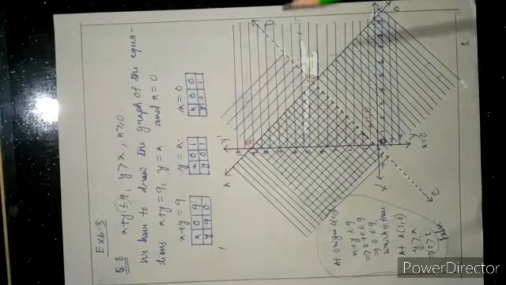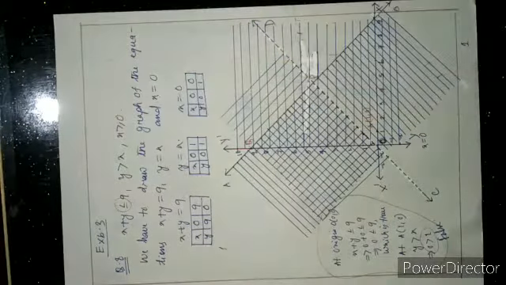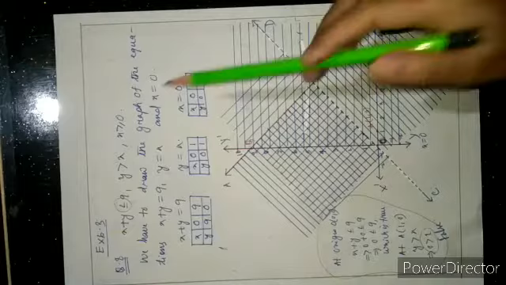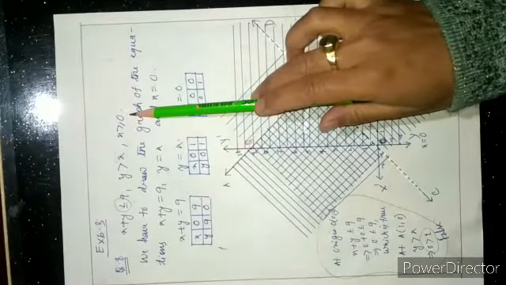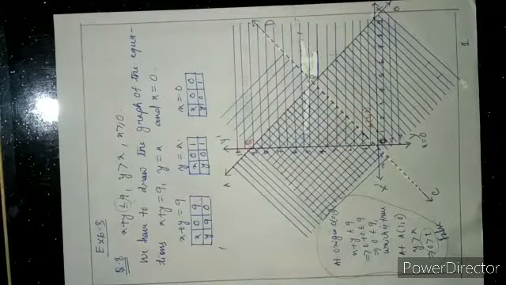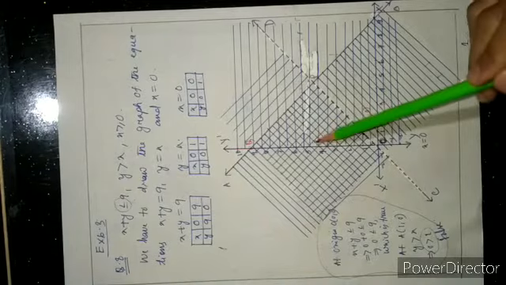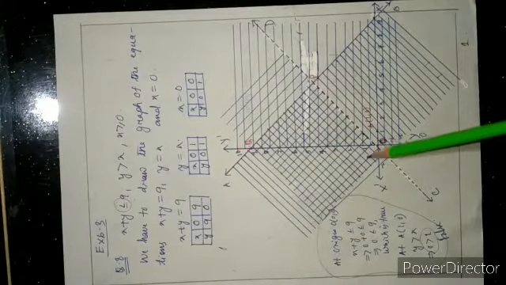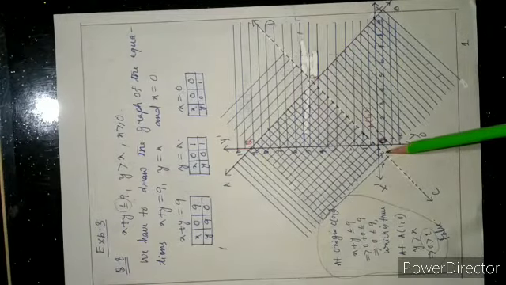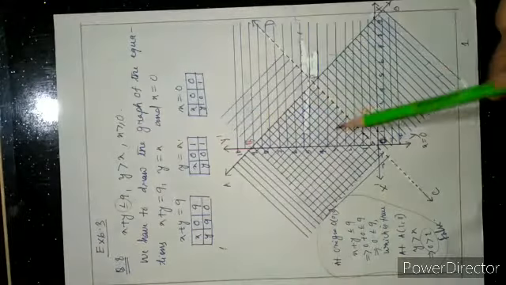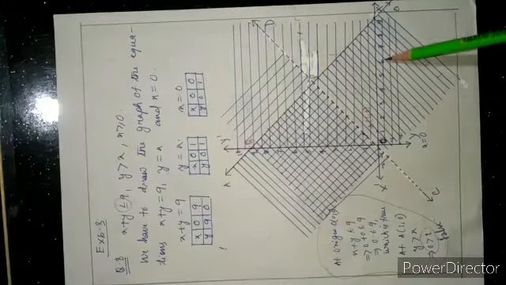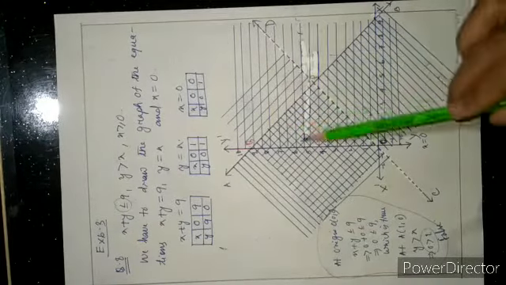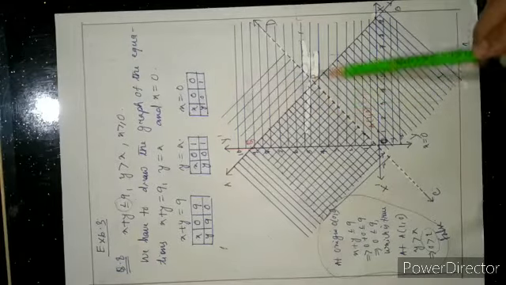Then, find the solution region of x is greater than or equal to 0. The solution region of x is greater than or equal to 0 is the region where x is positive, to the right of the y-axis. The left side has negative values: minus 1, minus 2, minus 3, and so on. The region on the right side of the y-axis is the correct half plane.